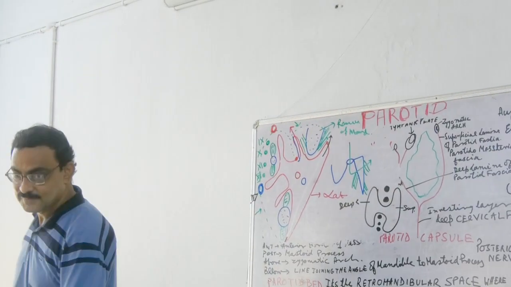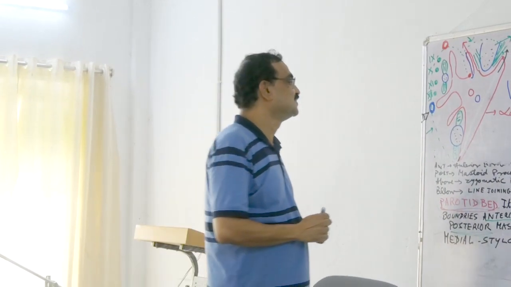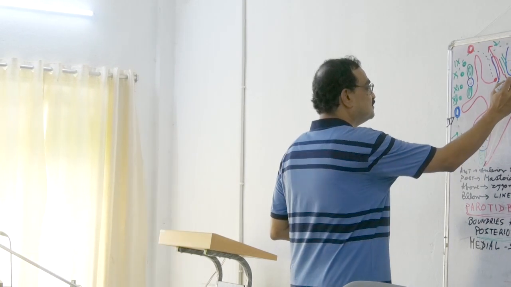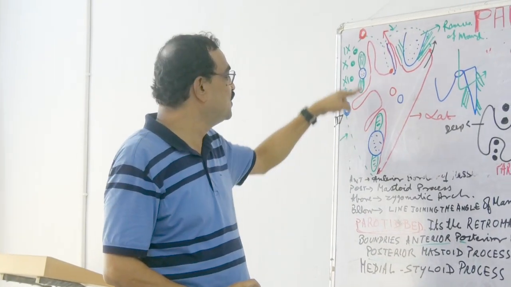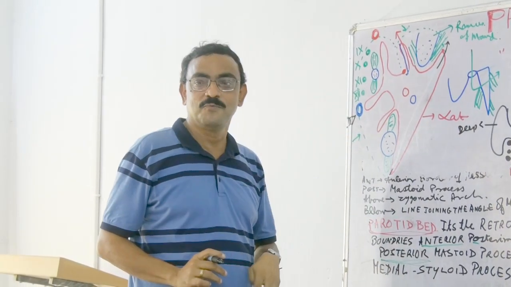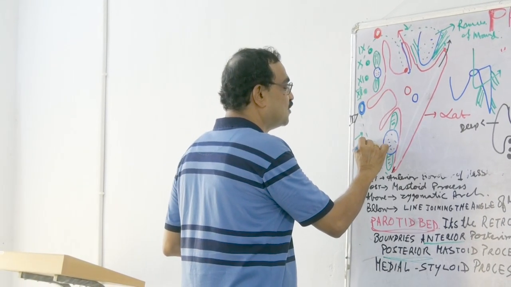The facial nerve goes from the posterior medial surface to the anterior medial. So this is the styloid process and this is the mastoid process. In between there is the stylomastoid foramen. So this should be the course.